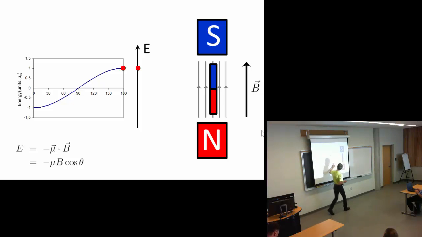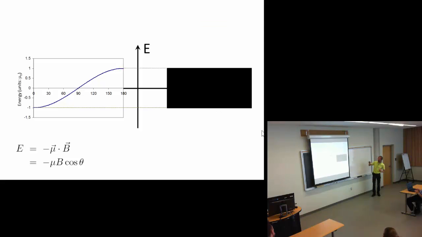Now, you have seen on this energy axis here that the point was taking different positions. It covers an entire range of energies. And this range I indicate here by the black bar. These are all the energies that a classical nucleus in this magnetic field can take.